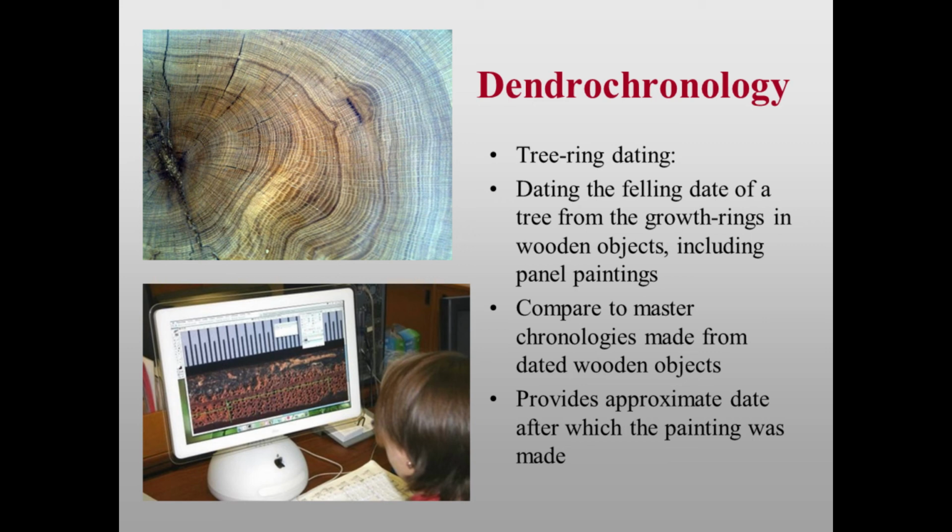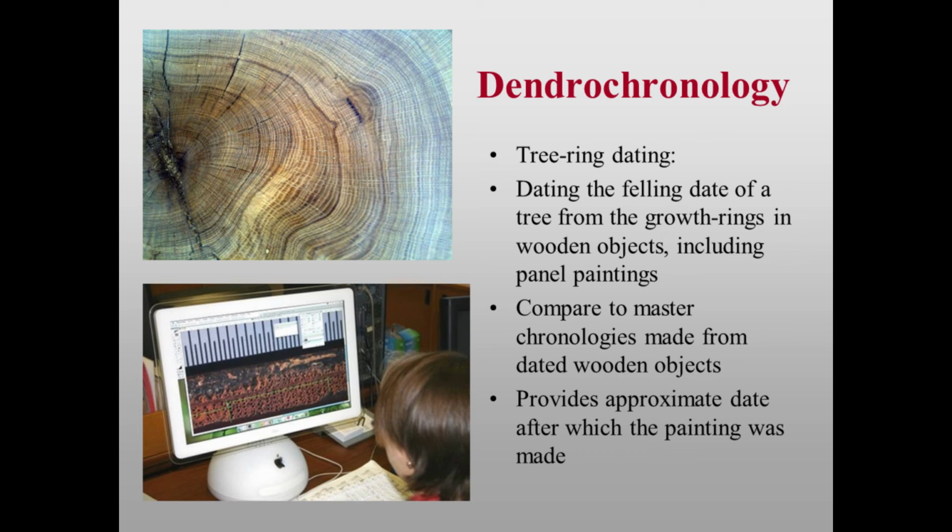And they do that. And then they take these master chronologies, as they call them, that are based on actual wooden objects that are datable. And they take, for example, the panel, the piece of wood on which a painting is painted, and they compare them. And they can come up with an approximate felling date for the tree. They have to estimate that so many rings have been cut off.